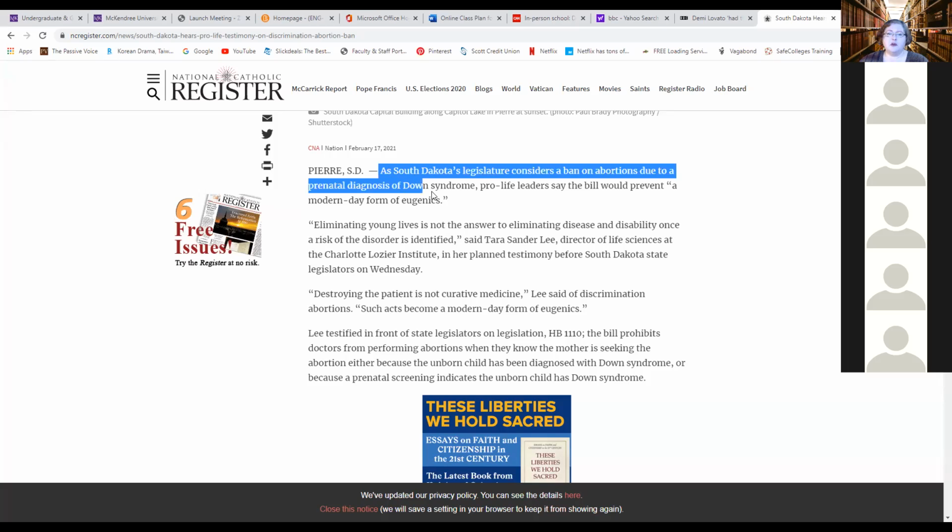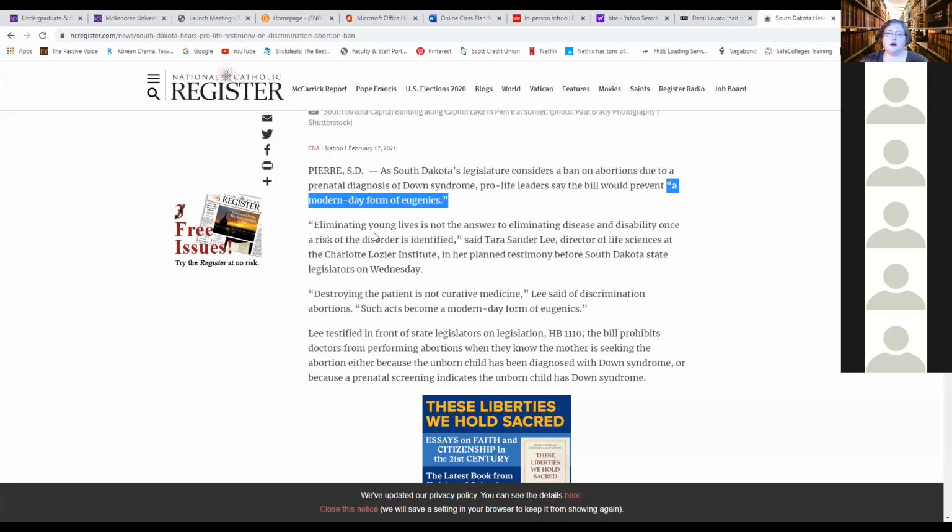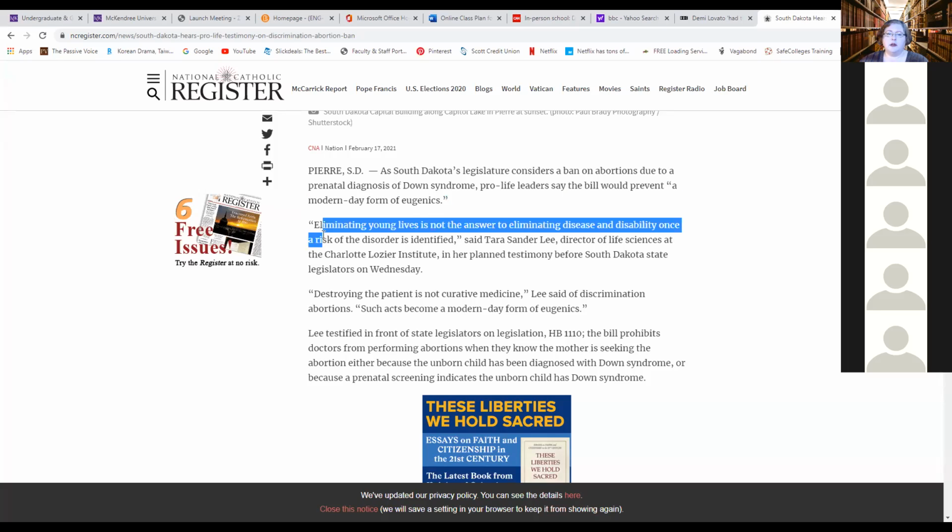So they've kind of introduced what the topic is, and they're quoting here, right? "Eliminating young lives is not the answer to eliminating disease and disability once the risk of the disorder is identified," says Tara Sander-Lee, Director of Life Sciences at the Charlotte Lozier Institute.